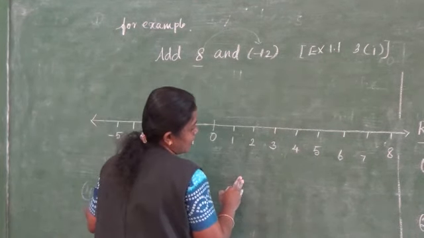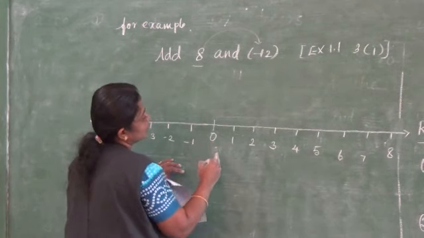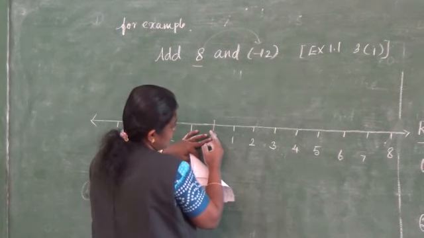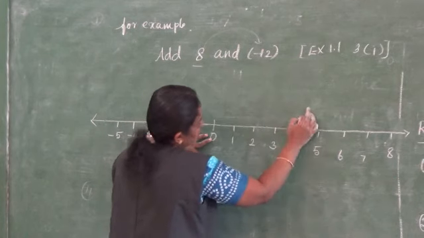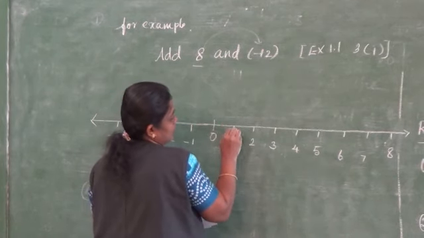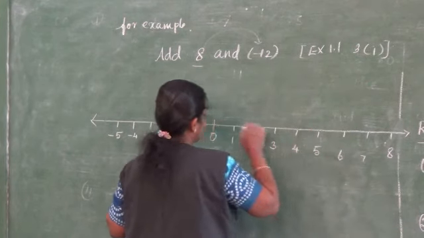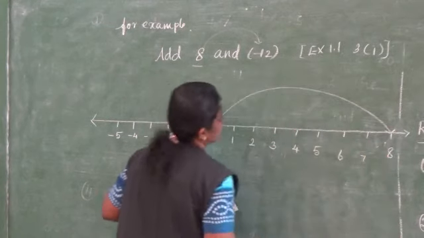Whenever you are marking the points on the number line, have to start from 0. Now, to represent the 8, from right of 0, you have to move 8 units. 1, 2, 3, 4, 5, 6, 7, 8. So, this is our 8.